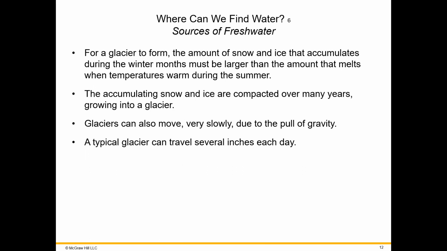They also move very slowly due to the pull of gravity, and even glaciers have been recorded to travel several inches a day. There are a few places on Earth that meet conditions for glacier formation, so they are very rare, with only 200,000 on Earth today. And what we have seen with climate change and the planet becoming warmer, they are much smaller than what they used to be 50 to 100 years ago.